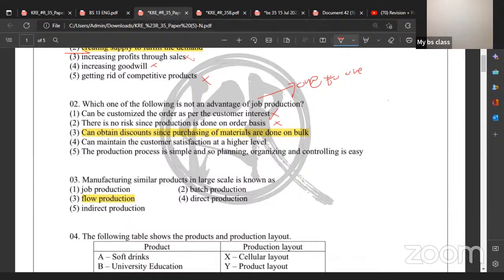So then I would say, you are not in a position to obtain discounts, so it's not an advantage actually, but that is totally fine because you will be charging a high price for that.